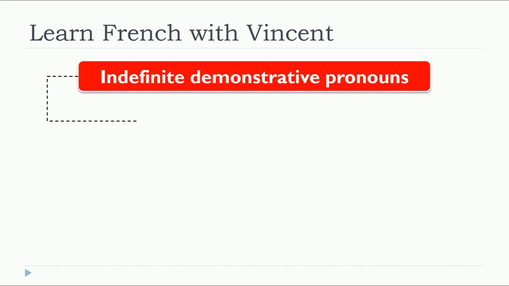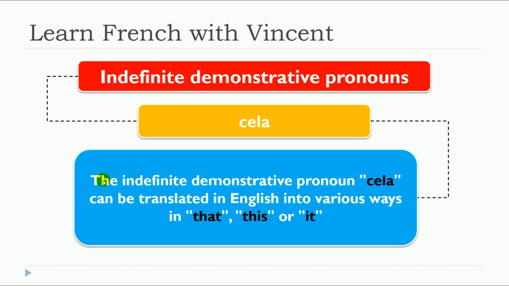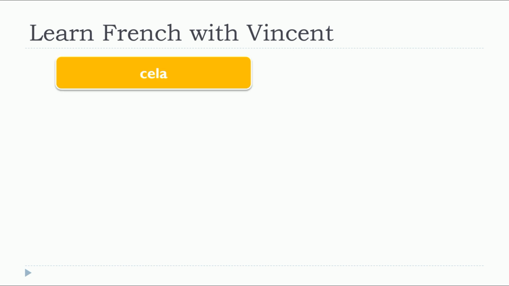So in this lesson, we will concentrate on cela. The indefinite demonstrative pronoun cela can be translated in English in various ways: that, this, or it. And as you can see, this is the reason why we can hear it quite often. So we'll have four examples.